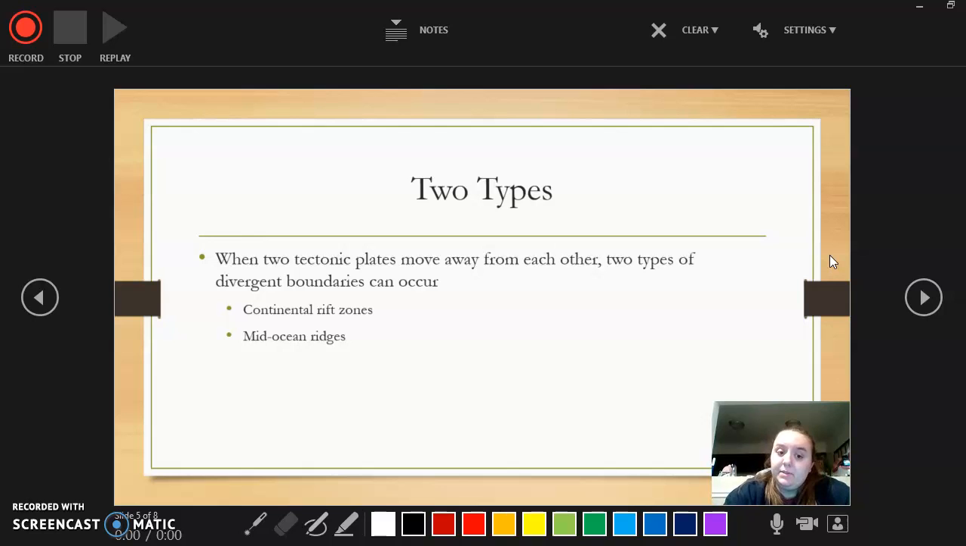There are two types. When two tectonic plates move away from each other, two types of divergent boundaries can occur. Number one, continental rift zones, and number two, mid-ocean ridges.